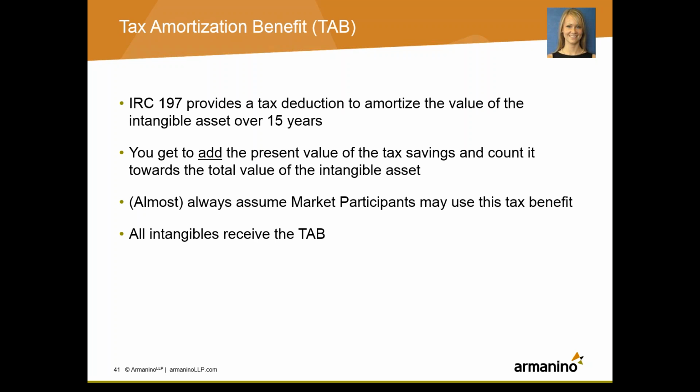The last one is the tax amortization benefit. This is also a unique benefit for intangible assets. It's IRC 197. It provides a tax deduction to amortize the value of the intangible asset over 15 years. So you add the present value of the tax savings and count it towards the total value of the intangible asset. It is very, very common that you would assume a market participant would take advantage of this tax benefit.